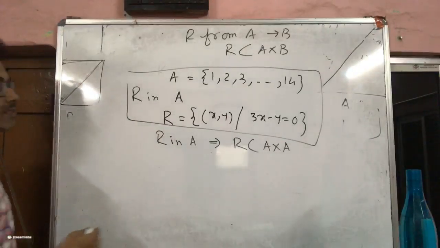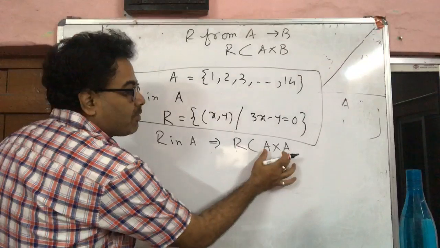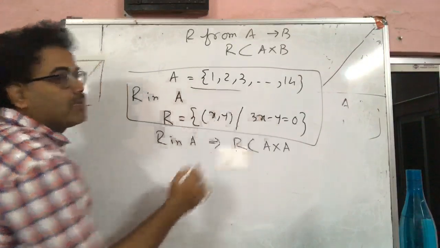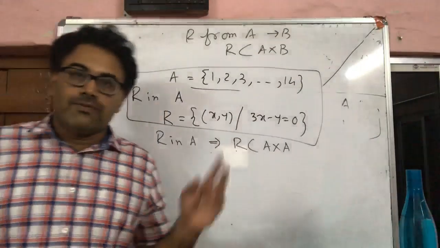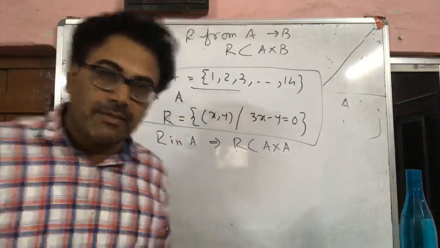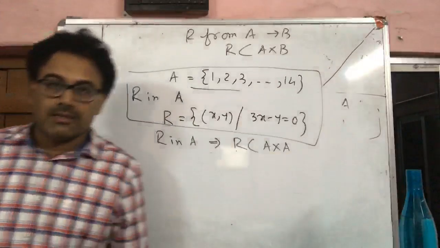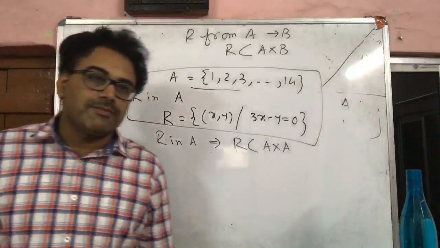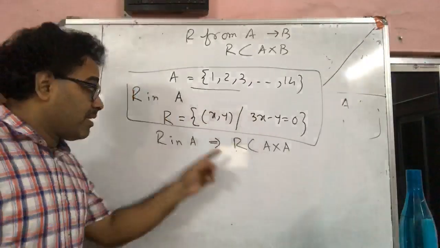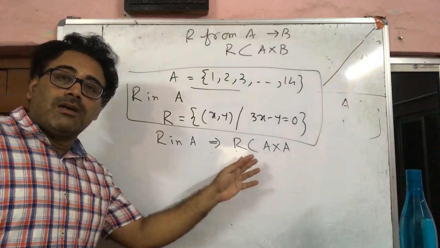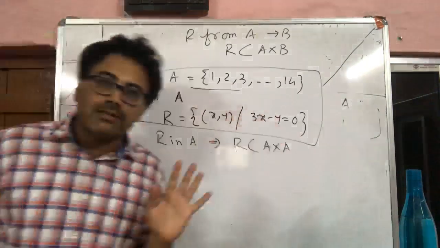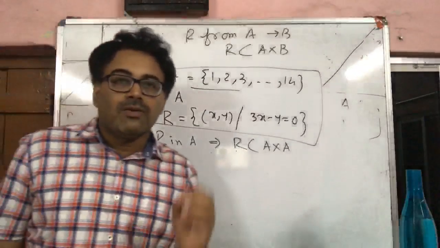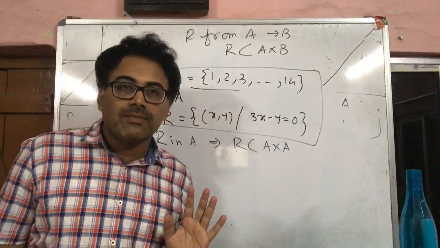Okay, so first A cross A তে কটা থাকতে হবে ভেবে নাও একটুখানি। 14 into 14, 196 pairs in A cross A. Am I right? And relation means subset of A cross A, তাহলে 196 বা তার কম হবে। রিলেশনের মধ্যে কটা পেয়ার থাকবে? 196 or less.